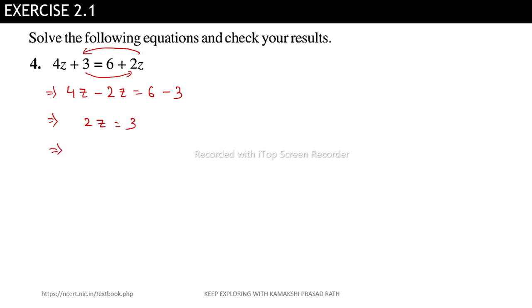So 2z equals 3. So z is equal to 3 by 2. As 2 was multiplied here, 2 is divided on the right hand side. Now let us check whether our solution is correct or not.